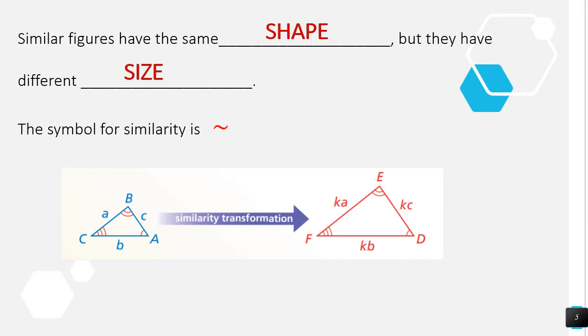Now, the symbol for similarity looks like this right here. It is just the squiggly that's on top of the congruent sign. So we're going to drop the equal sign and just use the squiggly part. So from here on out, when you see the words "is similar to," you can use the little squiggly symbol.